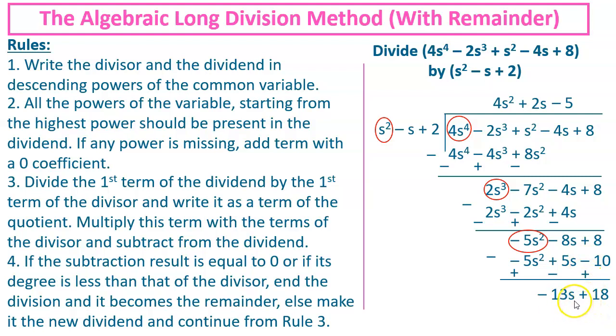It is not equal to 0, but the degree of this expression is equal to 1, because the highest power of s is 1, and the highest power of the divisor is 2. So the degree of this expression is less than the degree of the divisor. So we end the division and it becomes the remainder. So this expression becomes the remainder of the division, and this becomes the quotient. This is our quotient and this is our remainder.